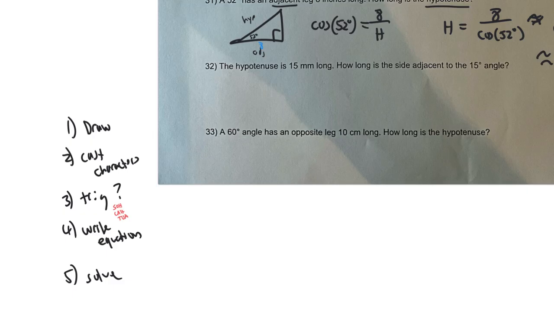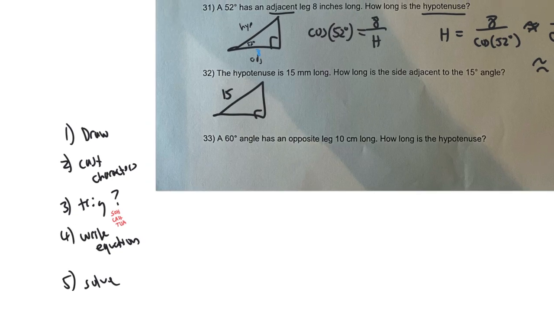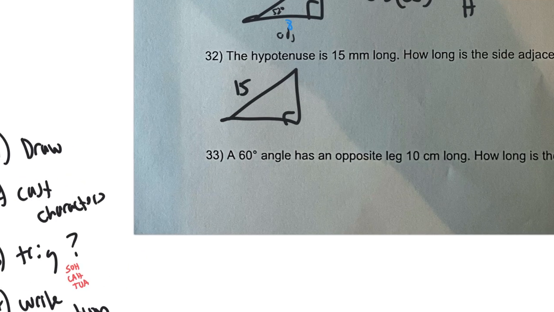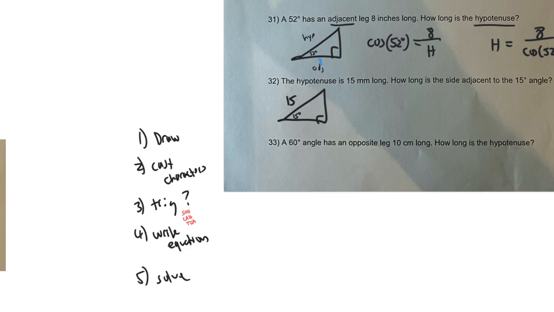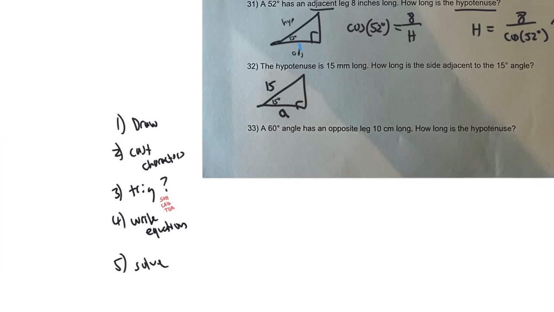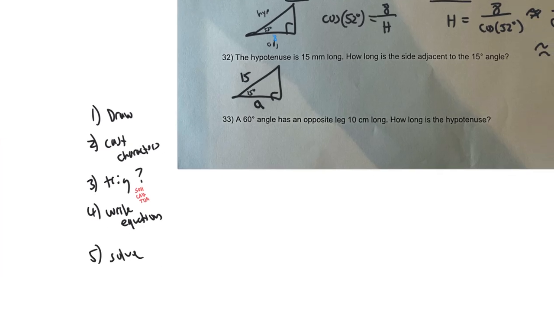Okay, draw it first. Okay, here we go. Drawing it. The hypotenuse is 15 millimeters. How long is the side adjacent to a 15-degree angle? Okay, let's put the angle here, as usual. And we want to know how long is this adjacent side, right? Okay, well, we just successfully drew the triangle. Step number 2, get clear on the cast of characters. It is the adjacent and the hypotenuse.